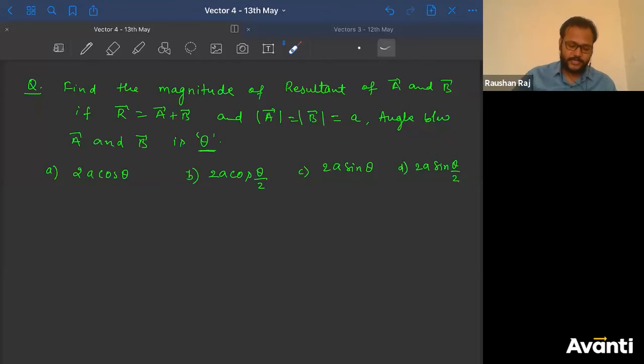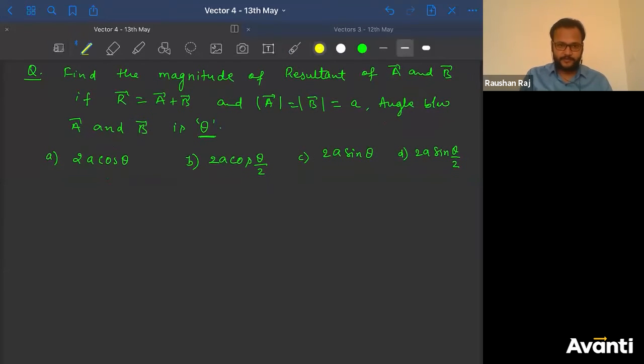Okay, let's see how to solve it. We have to find the magnitude, right? So what is the formula for the magnitude of a vector?